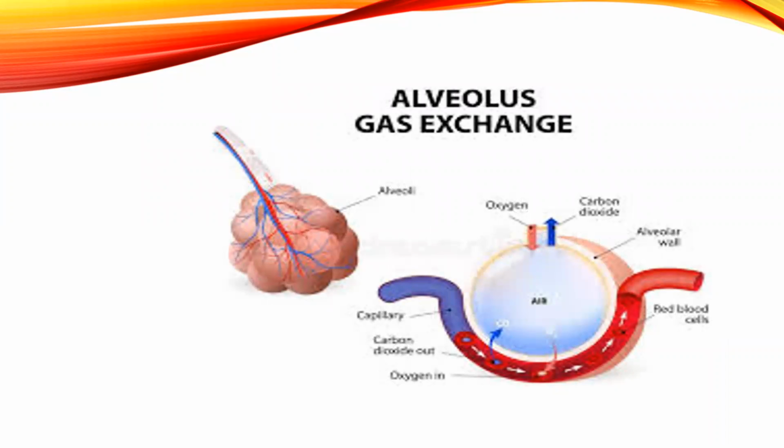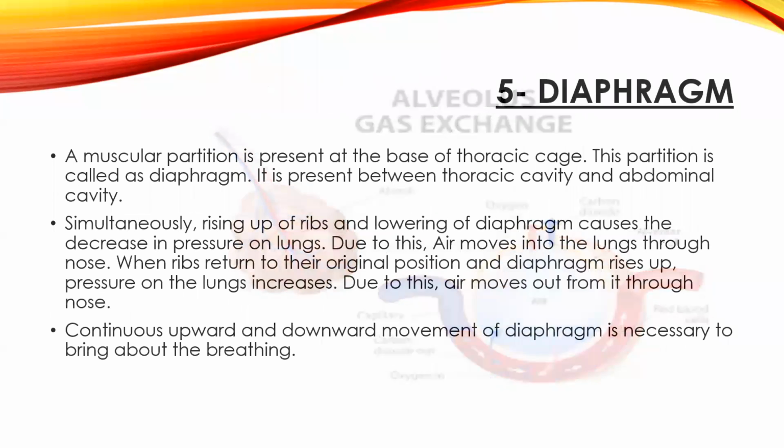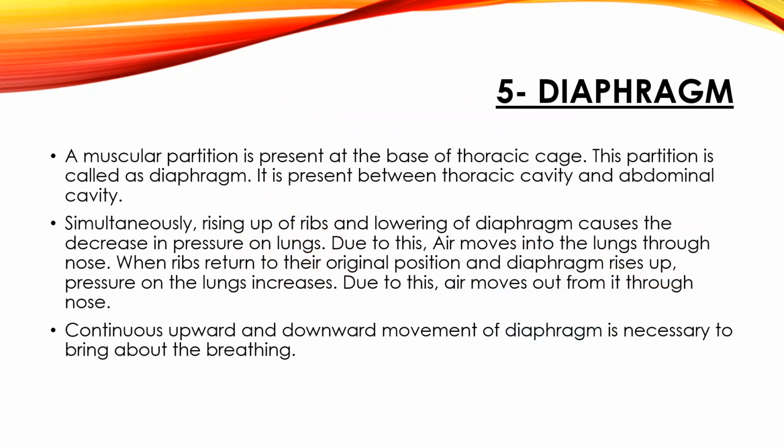See, this is the image of alveolus gas exchange. The first image shows alveoli and the second image shows the process of gas exchange. Next is diaphragm. A muscular partition is present at the base of thoracic cage. This partition is called as diaphragm. It is present between thoracic cavity and abdominal cavity.